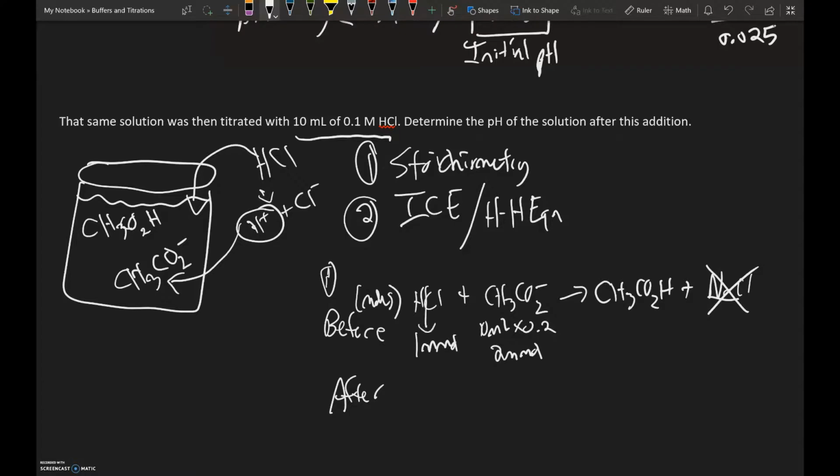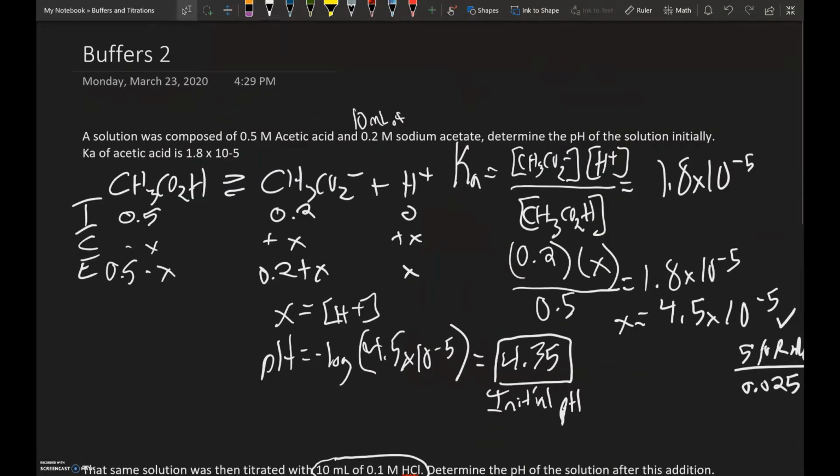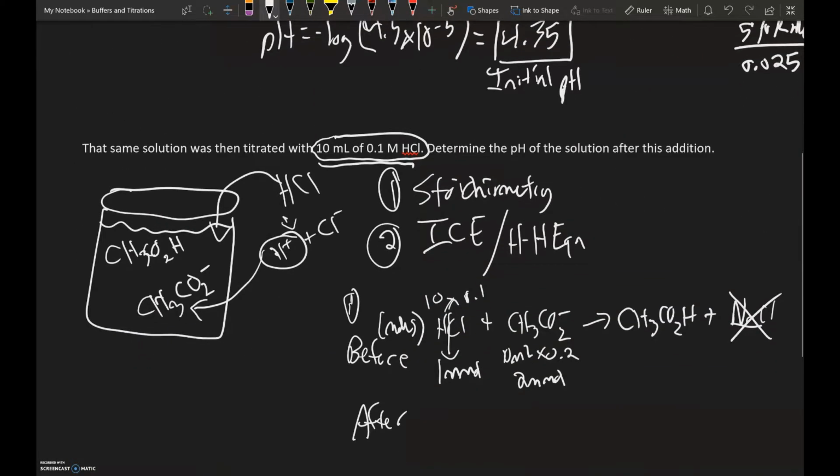Remember, this here is 10 times 0.1. Where did the 10 come from? The 10 and the 0.1 come from up here. Now we also need to figure out how much of the acetic acid we have, and we're just going to keep 10 milliliters of it, consistent with the sodium acetate. So we have 10 mL of the 0.5 molar. We're going to take 10 mL times 0.5. That's going to give me 5 millimoles.